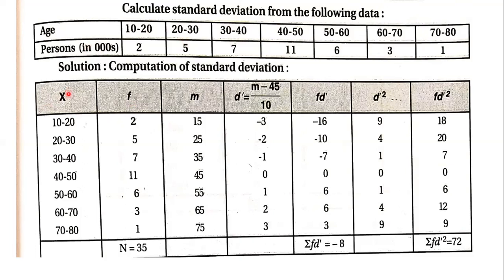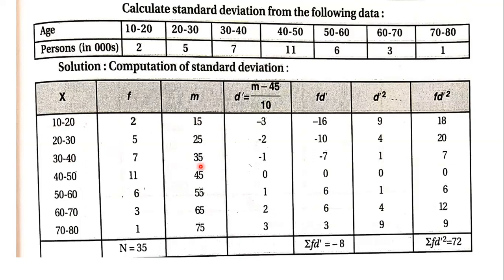Midpoint can be calculated by taking the lower limit of the class plus the upper limit of the class, dividing it by 2. So 10 plus 20 by 2. 10 plus 20 is 30, 30 by 2 will give you 15. Then 20 plus 30 by 2, which is 50 by 2, 25. 30 plus 40 gives you 70, 70 divided by 2, the answer is 35.